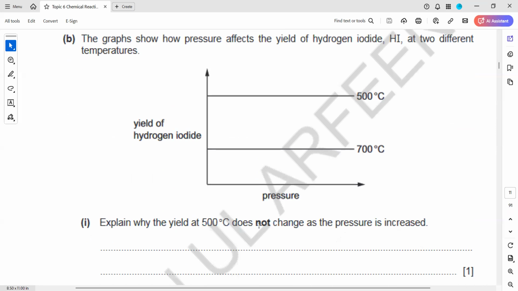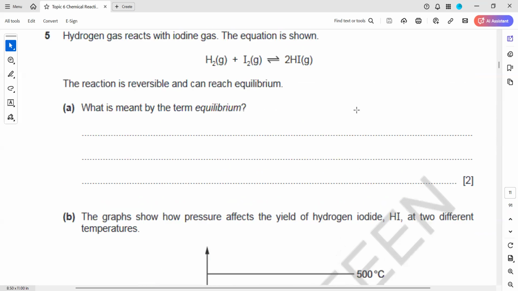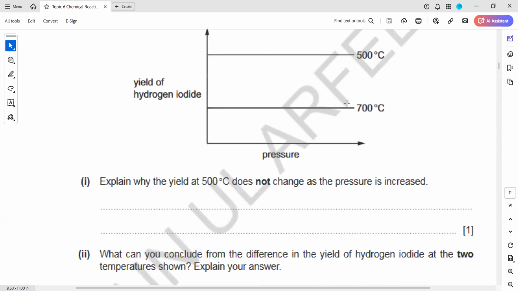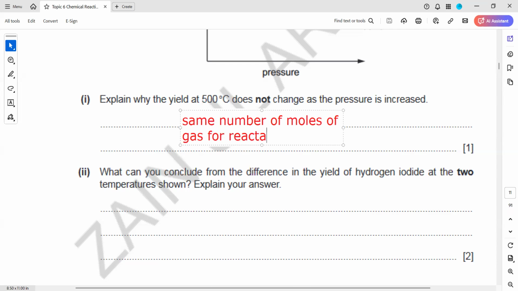Explain why the yield at 500 does not change as the pressure is increased. So why is the yield not changing even if we change the pressure? So what is the answer here? The same thing, because we have the same number of moles. We have to mention the same number of moles of gas for reactant and product, or equal number of moles of reactant and product. That's why changing pressure is not affecting the equilibrium.